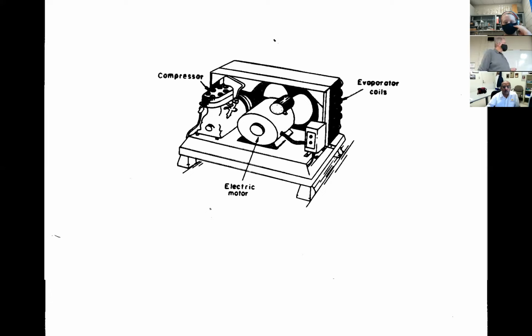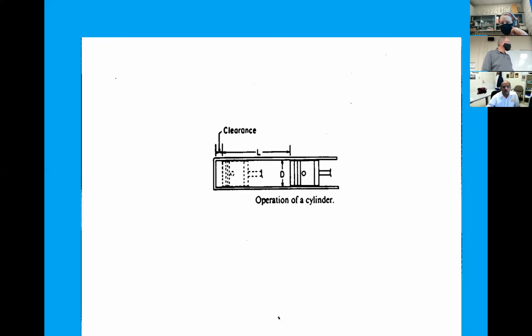So you have basically an electric motor. You've got the compressor in there, probably a piston type compressor, squeezing down that vapor to liquid. And then you have an evaporator coil there, which is basically different from the one we had before, but we're releasing that heat as we try to condense down that high pressure vapor. Again, it's the operation of a cylinder, similar to what we talked about in a pump. It's a piston pump is what it is.